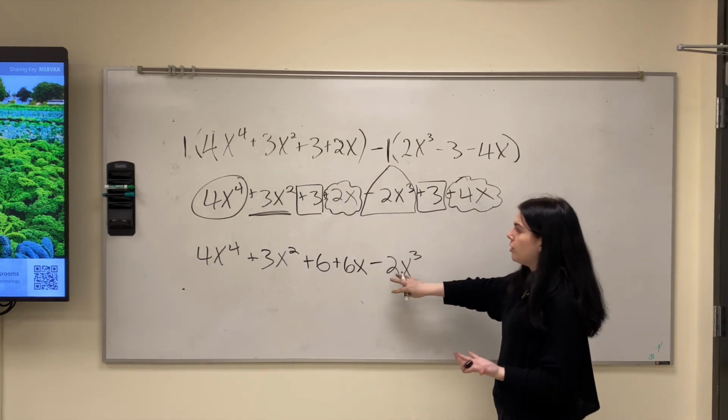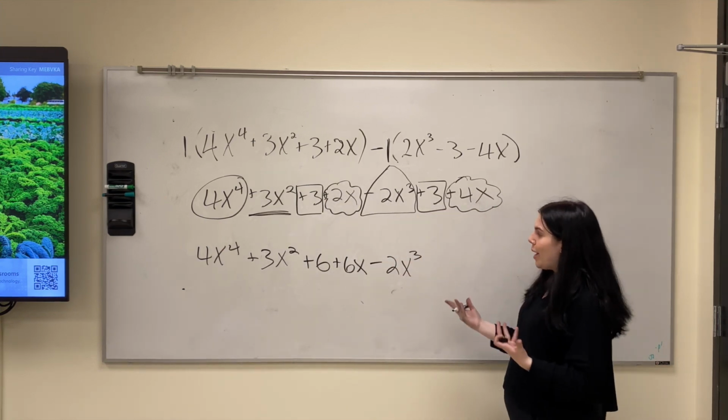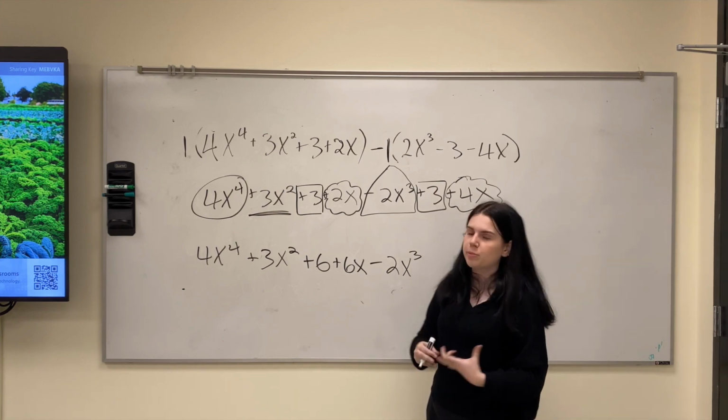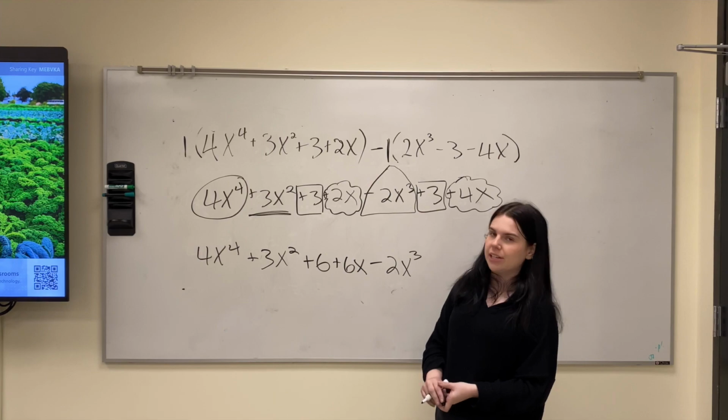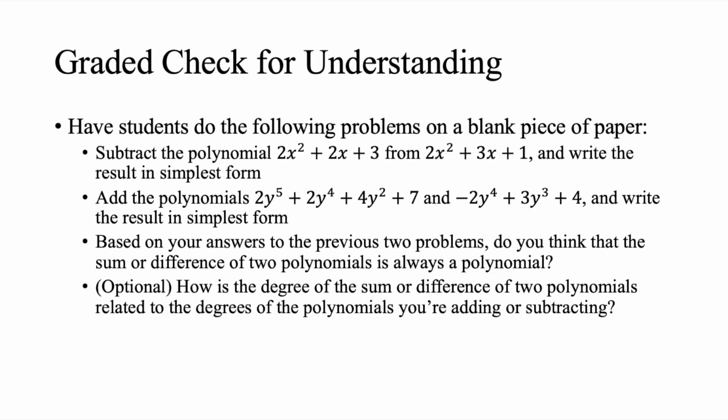So this polynomial is in simplest form. I know that because there are no more like terms left to combine in this polynomial. So this is the final answer to this problem. So this lesson ends with a graded check for understanding that asks students to subtract 2 polynomials, add 2 polynomials, and write their results in simplest form. It also gets them thinking about the idea that polynomials are closed under addition and subtraction.